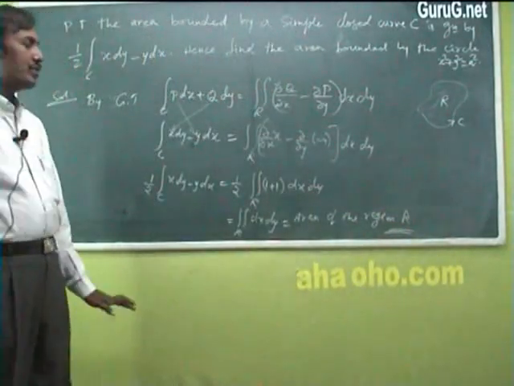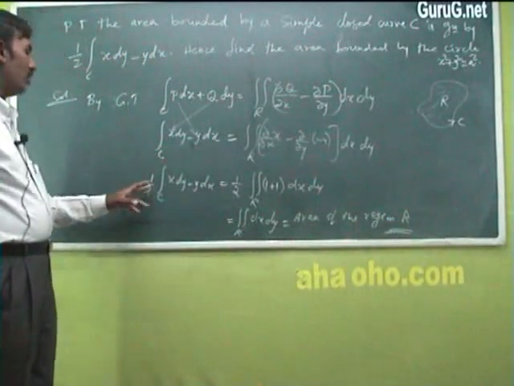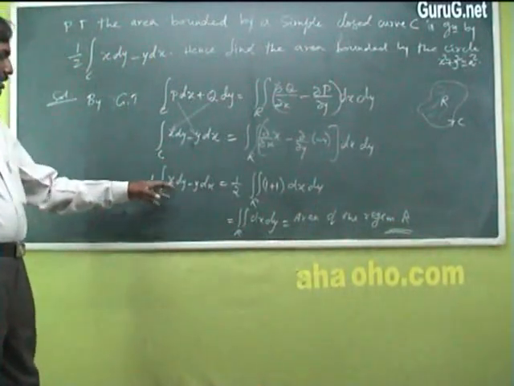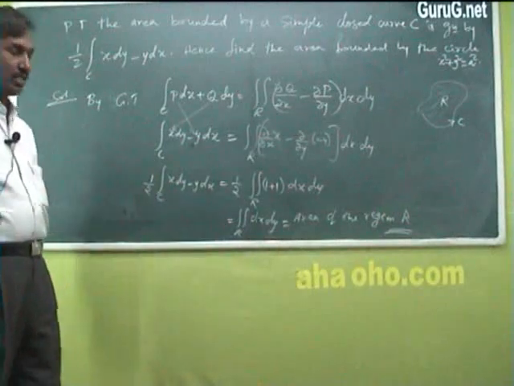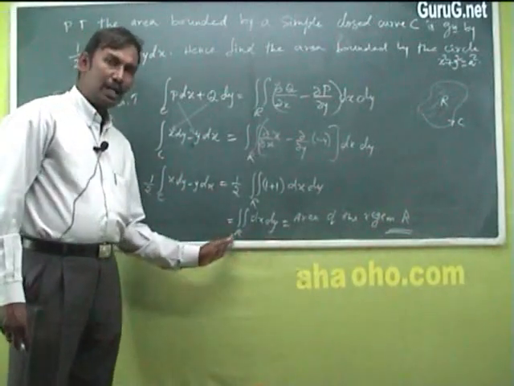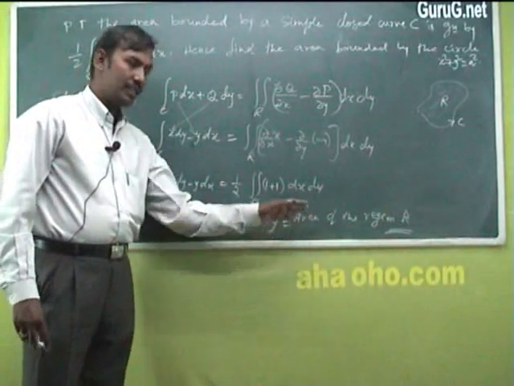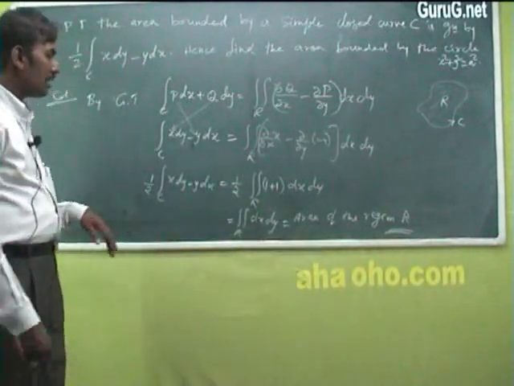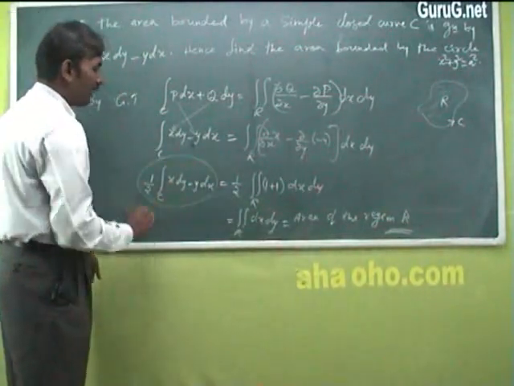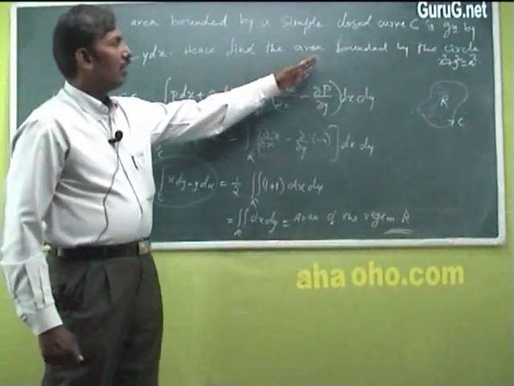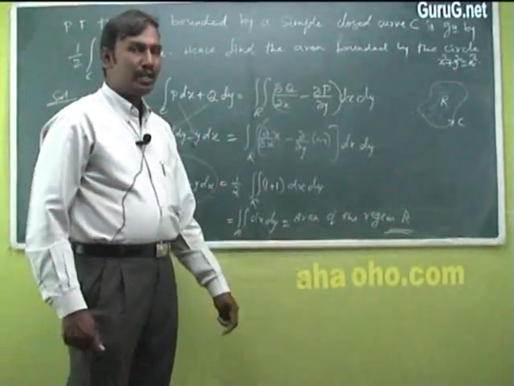By using Green's theorem, area is nothing but 1 by 2 into integral over C x dy minus y dx. In general, double integral over R dx dy is the area of the region, right? So using this result, we can find out the area of the circle x square plus y squared equal to a square.